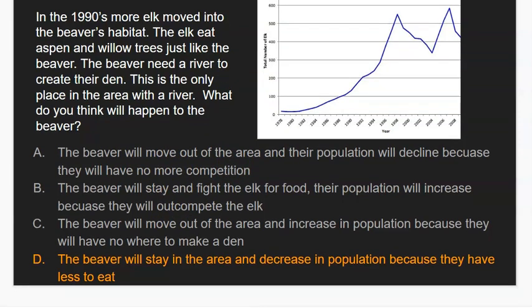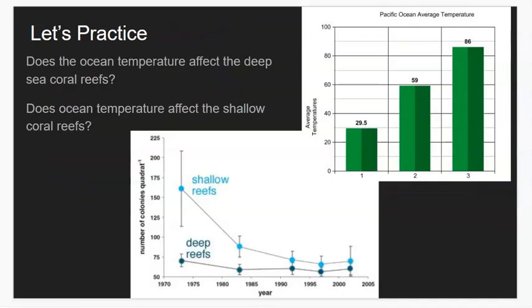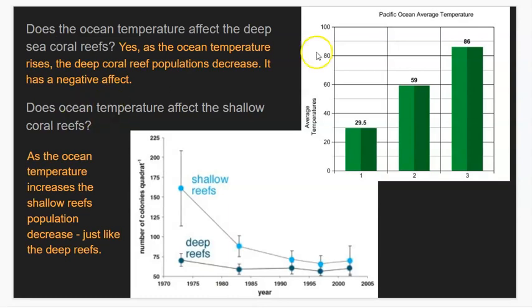All right, let's try another practice one. This was a practice one from before. So we can see over here that ocean temperatures are increasing. And during that same time, the coral reefs are decreasing. So does the temperature look like it has an effect on this population? And yes, it has an effect on both. They're both declining. Okay, when temperature goes up, their populations are going down.